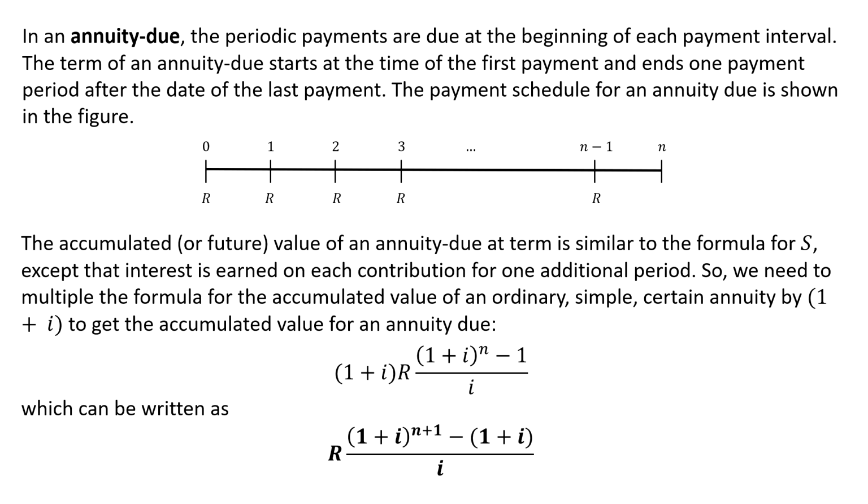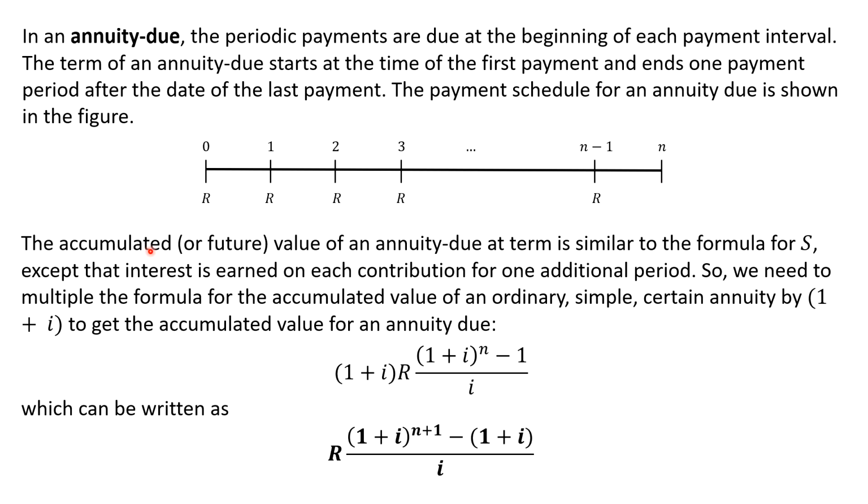In an annuity due, the periodic payments are due at the beginning of each payment interval. If you recall, the very first annuity we talked about, the ordinary simple annuity, we had the payments at the end of each interval. So this is a slight variation from that, and let me point to it. I have the diagram here. So we have the first payment at time 0, and then 1 at time 1, and so forth. And then at time n, there's no payment.